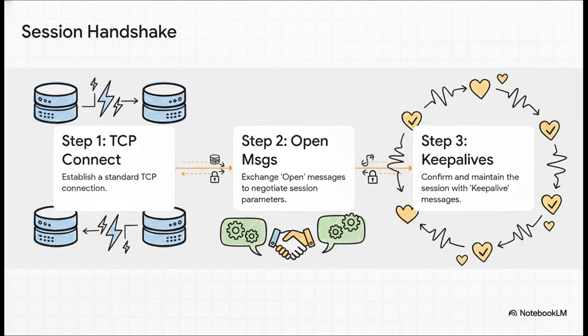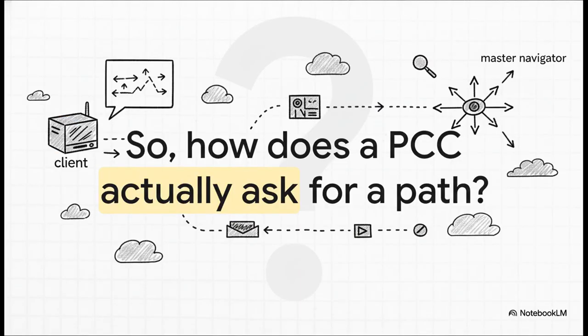First, they just open up a normal TCP connection. Second, they swap these open messages to agree on the rules of the conversation. And finally, they start sending keepalive messages back and forth just to make sure the line is open and they're both still listening. So, once that connection is solid, we get to the main event. How does our client, the PCC, actually tell the master navigator what kind of path it needs?